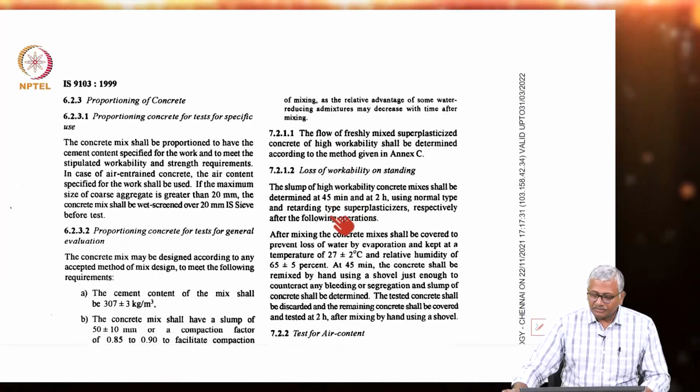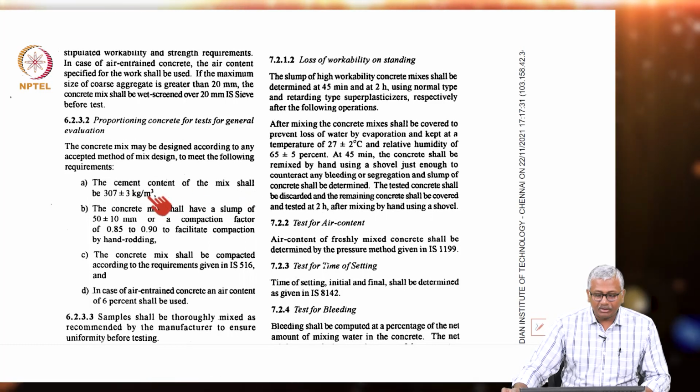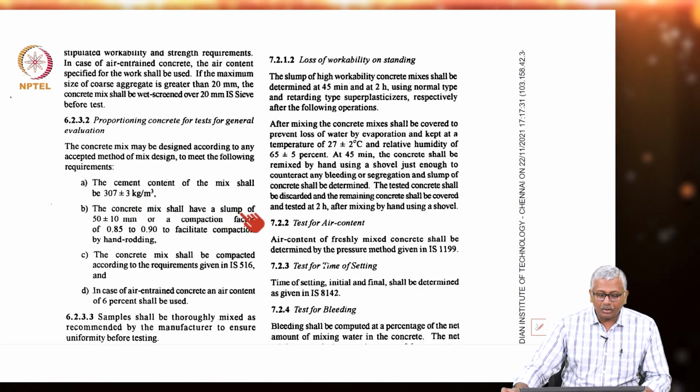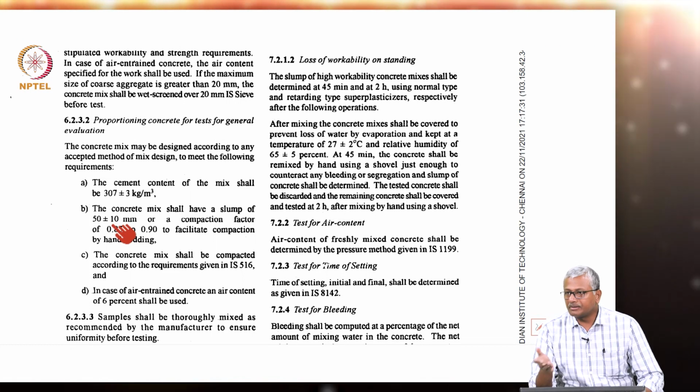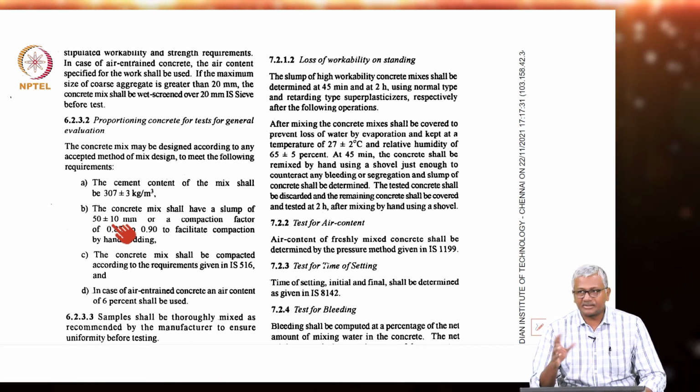Preparation of concrete. As I said, the mixture is almost similar. Cement content is again 307 plus or minus 3. Here, the concrete needs to be designed for a slump of 50 plus or minus 10. That is again different from that in ASTM. Here, we are looking at 50, in ASTM it is 100. So, there is a difference there. Okay.